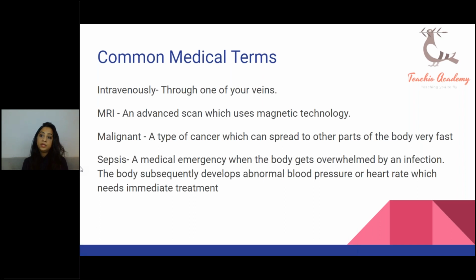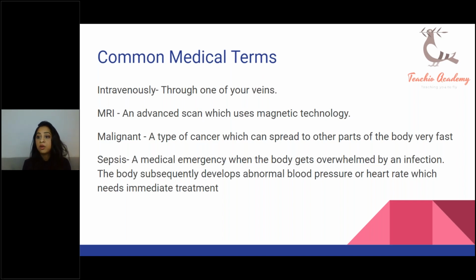All right, so just some common examples which do appear. Intravenously: through one of your veins. MRI: an advanced scan which uses magnetic technology. Notice that in intravenously, I've said through one of your veins because the medications are going to be given to the patient's veins. So it's your veins, but if you're describing organs, then you say in our body. That's the difference between using your veins and our body. Remember, you have to differentiate these two things.